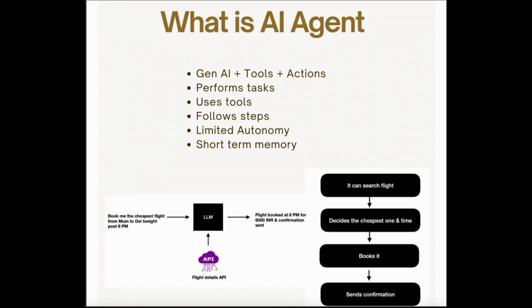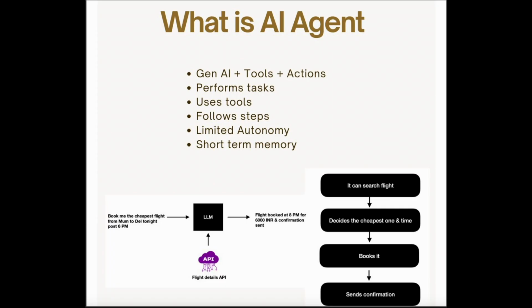Let's see now what an AI agent is. Imagine Gen AI like a brain. An AI agent is nothing but a brain with hands and legs. Basically, it can do actions based on a goal. Like I have mentioned, it can perform tasks. It is nothing but Gen AI with tools and actions. So it can use tools and follow basic steps, which means it has limited autonomy and short term memory, but still gets the work done within that confined number of steps.